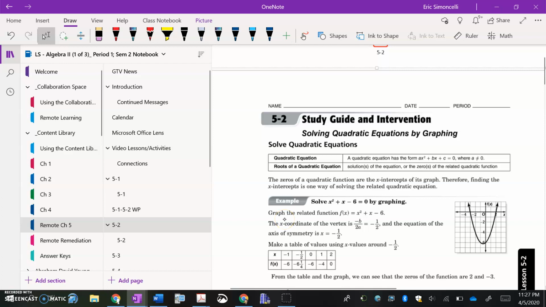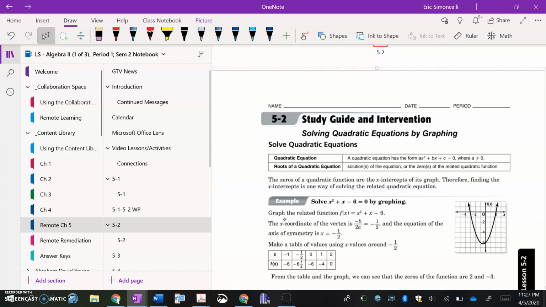So first, graph the related function f of x equals x squared plus x minus 6. In other words, turn the problem into, well, this is really just like saying y equals, right? f of x is the same as y, but essentially replacing y with that is still okay. It's still a function that we can graph and interpret.